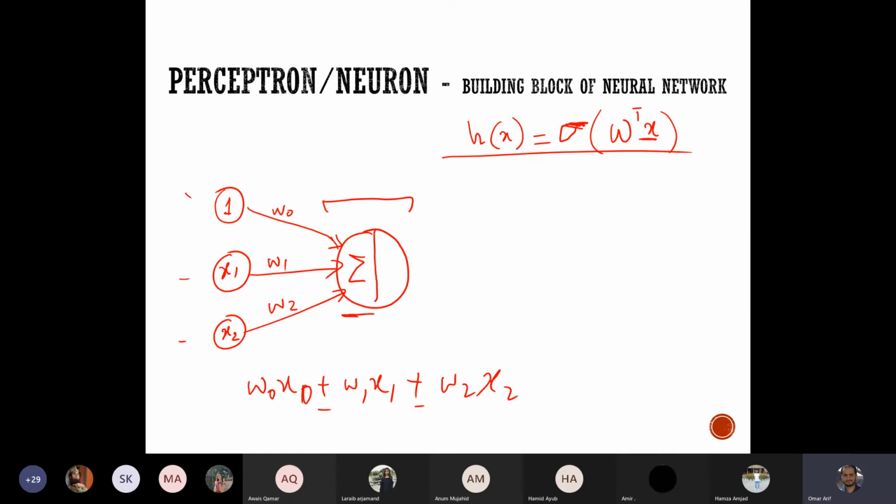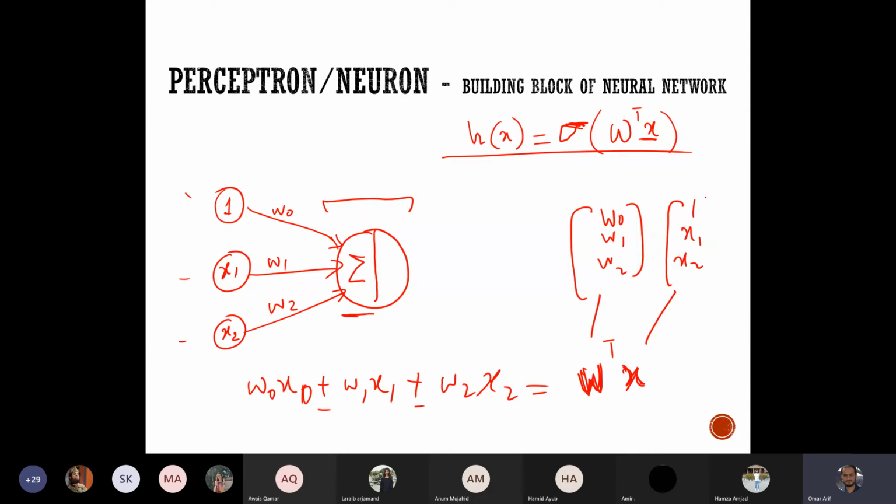And once you add them, that will be basically in vector form, you can represent it like this. Okay, so these w and x are vectors now. For example, w is a vector w0, w1, w2, and x is also a vector of input x0, which is always 1. Let me just write 1 instead, 1, x1 and x2.